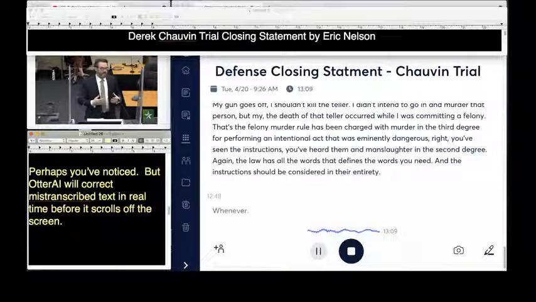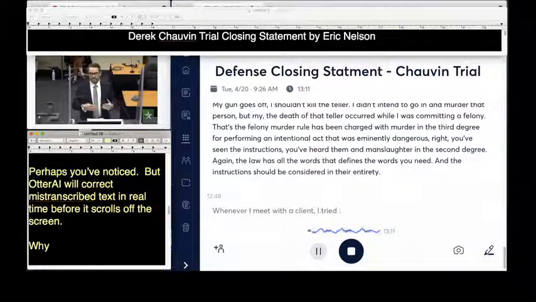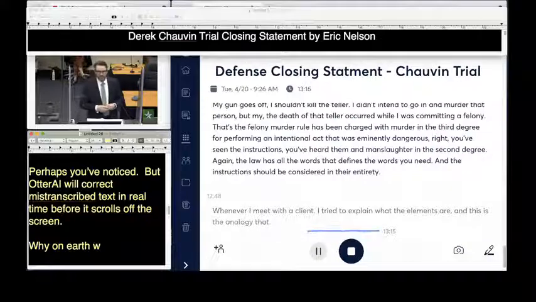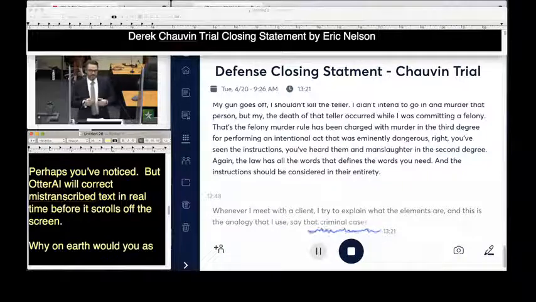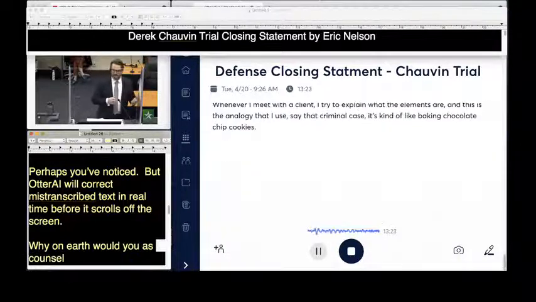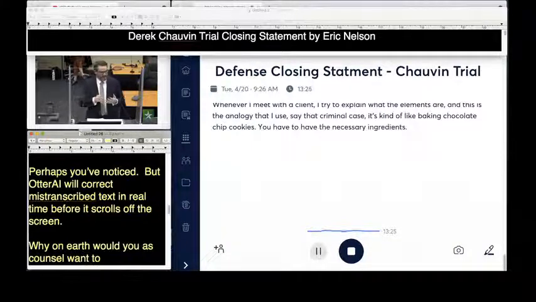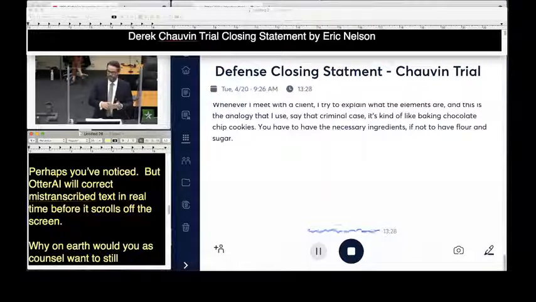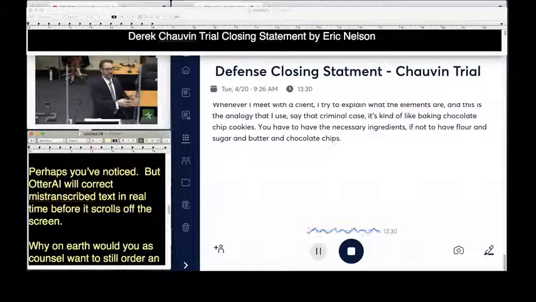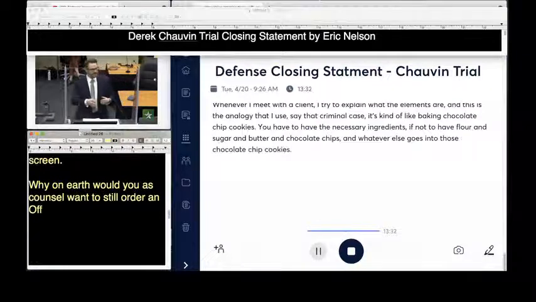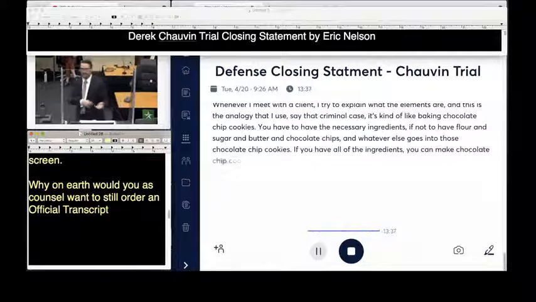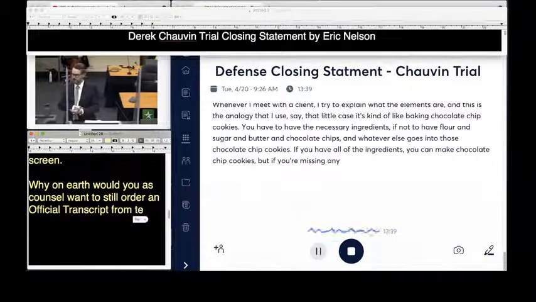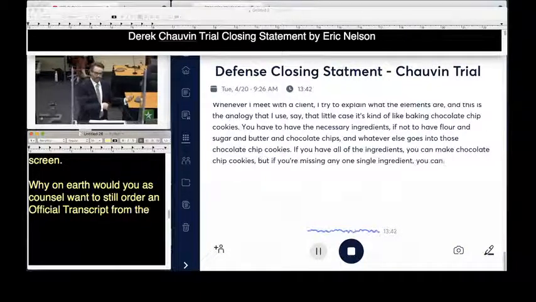Whenever I meet with a client, I try to explain what the elements are, and this is the analogy that I use. I say that a criminal case is kind of like baking chocolate chip cookies. You have to have the necessary ingredients. You've got to have flour and sugar and butter and chocolate chips and whatever else goes into those chocolate chip cookies. If you have all of the ingredients, you can make chocolate chip cookies. But if you're missing any one single ingredient, you can't make chocolate chip cookies.